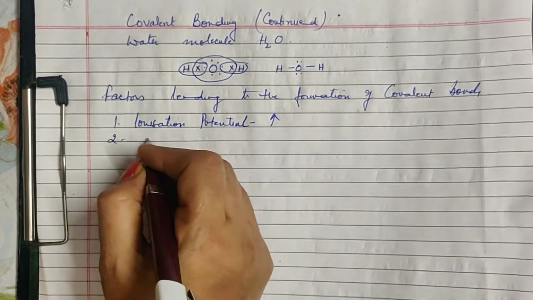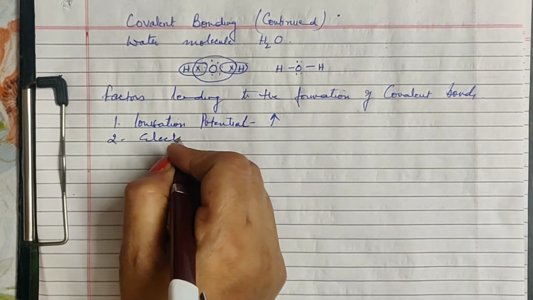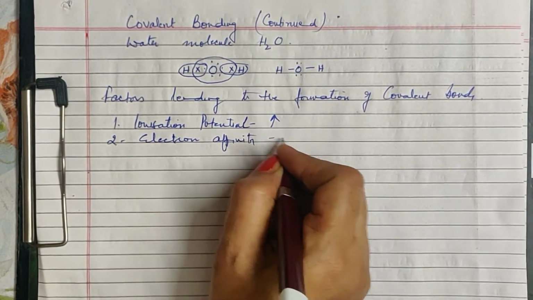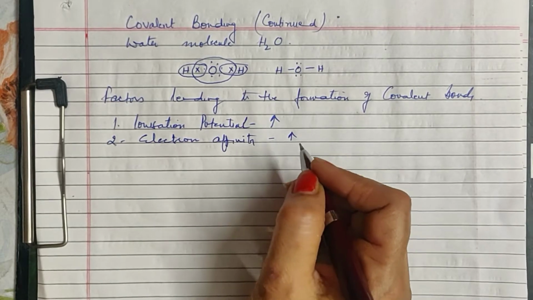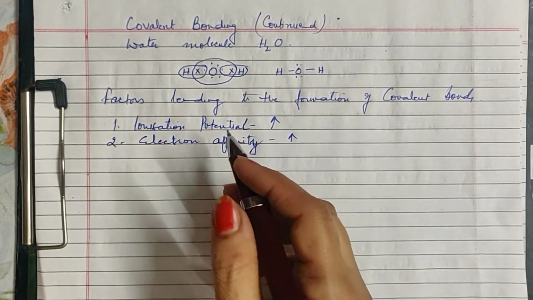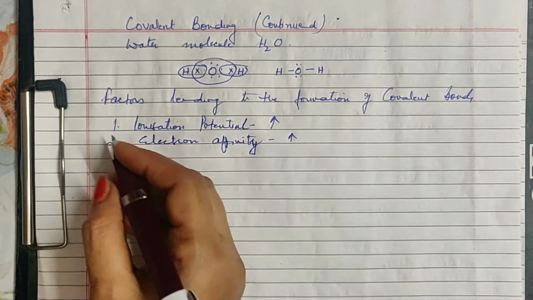And similarly, if the electron affinity of both the combining atoms is high, that means both of them are willing to accept electrons, none of them is willing to lose electrons, even then it leads to the formation of a covalent bond.